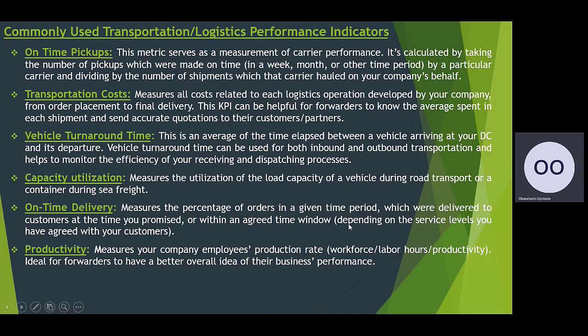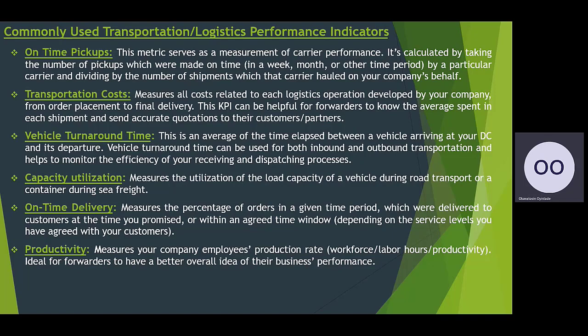I talk about vehicle turnaround time. This is the average time elapsed between a vehicle arriving at a particular destination and its departure. Now, vehicle turnaround can be used for both inbound and outbound. For those of us in the transport industry that have to pick people, you know that from point A to point B, you are meant to use 30 minutes, and 30 minutes back, that's 1 hour. Plus or minus, you give it 70 minutes.